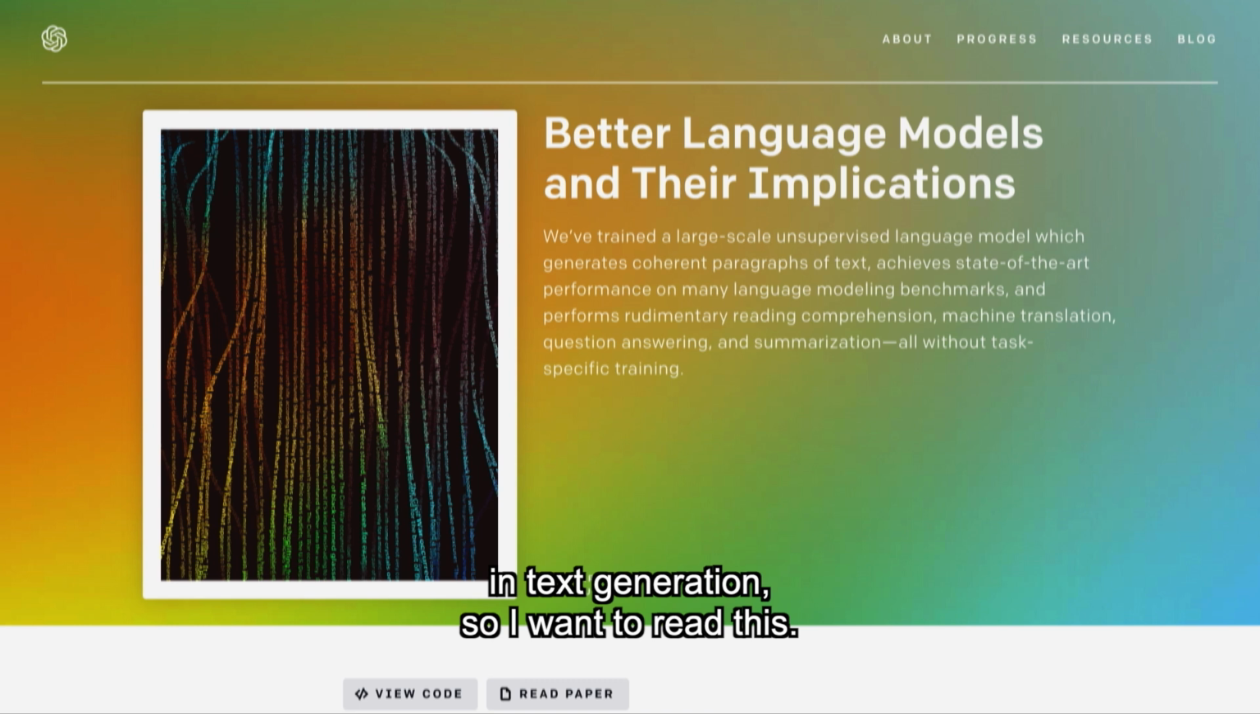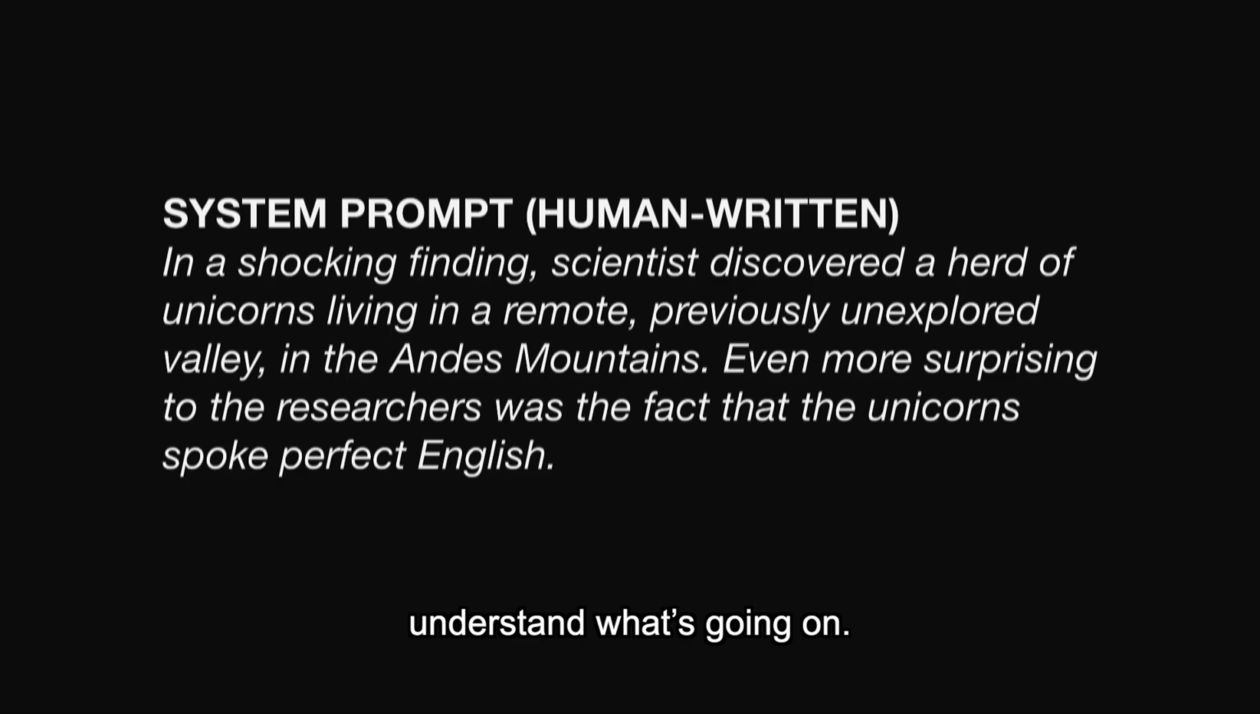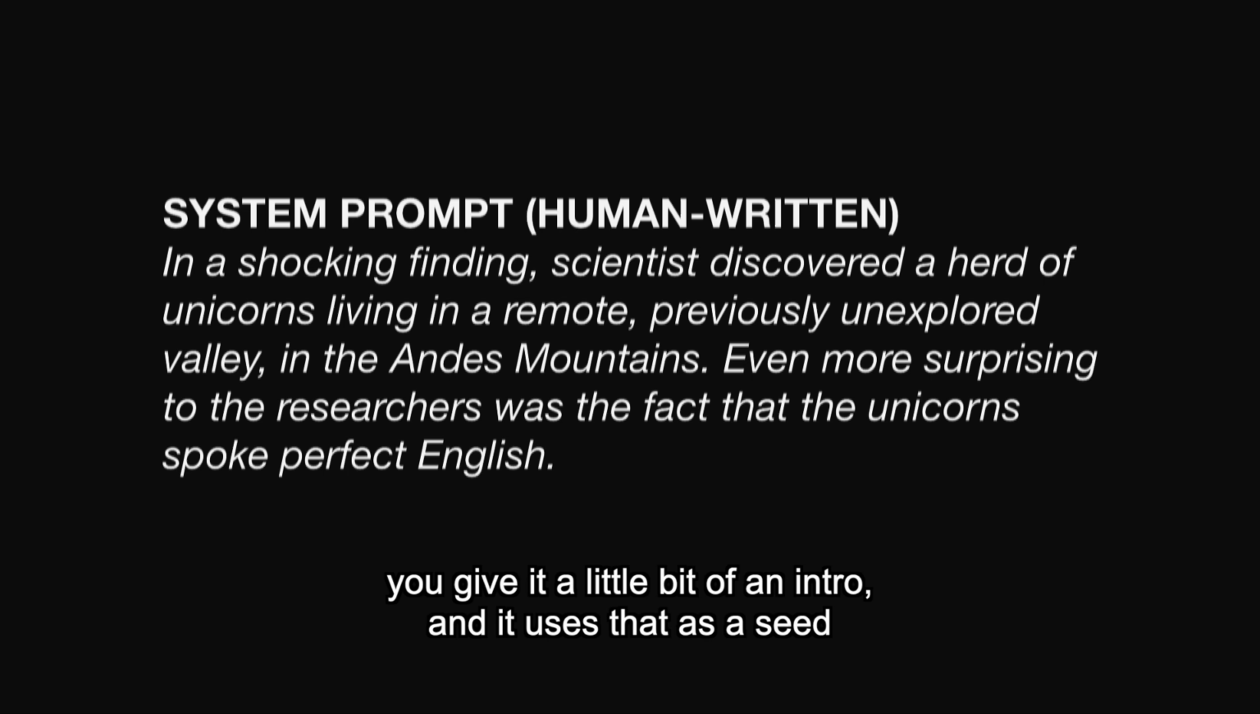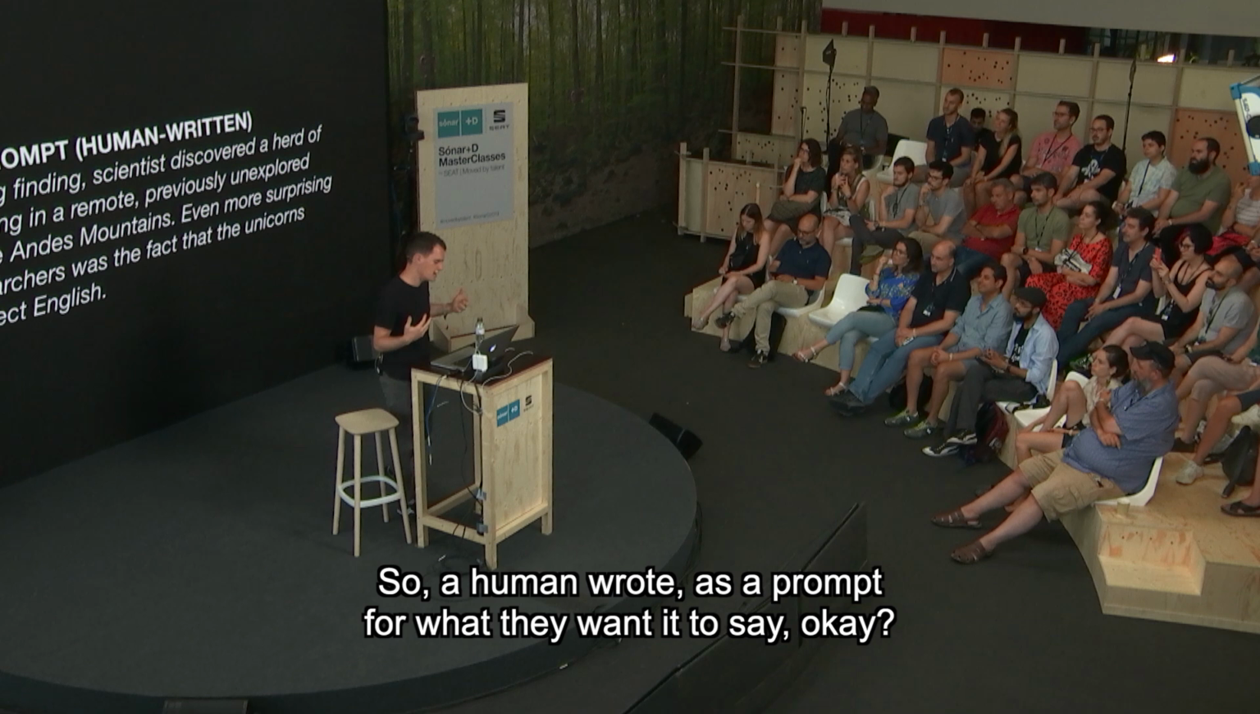So I want to read this. It's a little long, it'll take me maybe a minute, but I feel like you need to hear the whole thing to really understand what's going on. So this was the prompt that was provided. This is from a human, right? When you're doing these sequence generation algorithms, usually you give it a little bit of an intro, and it uses that as a seed to set up its idea of what it's going to say next, okay? So a human wrote a prompt for what they want it to say.